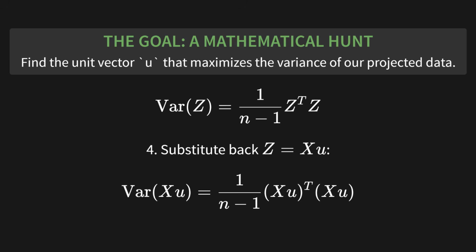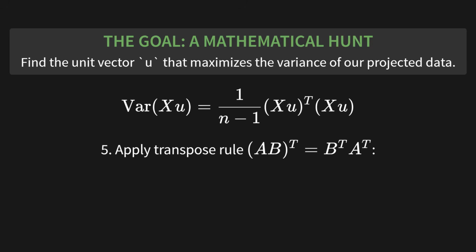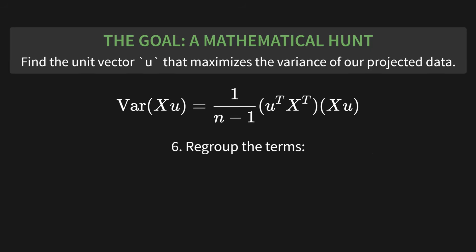Okay, stick with me here. For step 5, we apply a standard transpose rule. The transpose of AB is B transpose A transpose. So our expression becomes 1 over n minus 1 times u transpose X transpose times Xu. And for step 6, we just regroup the terms. We'll put parentheses around the middle part.